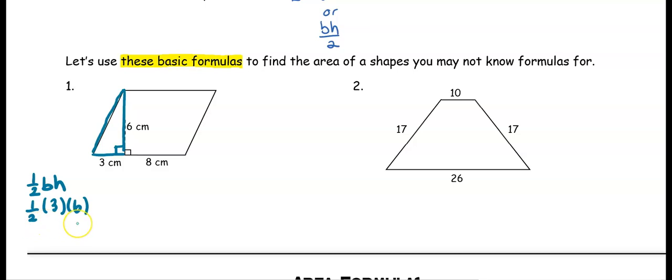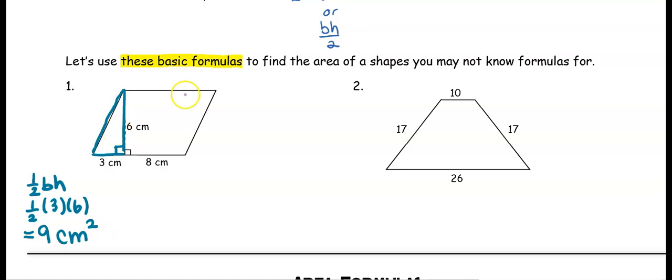And then I can multiply this all together at one time. So 1/2 times 3, which is 1.5, times 6. Or you can say, okay, what's half of 6? Oh, that's 3. 3 times 3 is 9. You also have your calculators in front of you. Area is the area of a 2-dimensional object, so it is going to be centimeters squared. So this triangle right here is 9 centimeters squared.